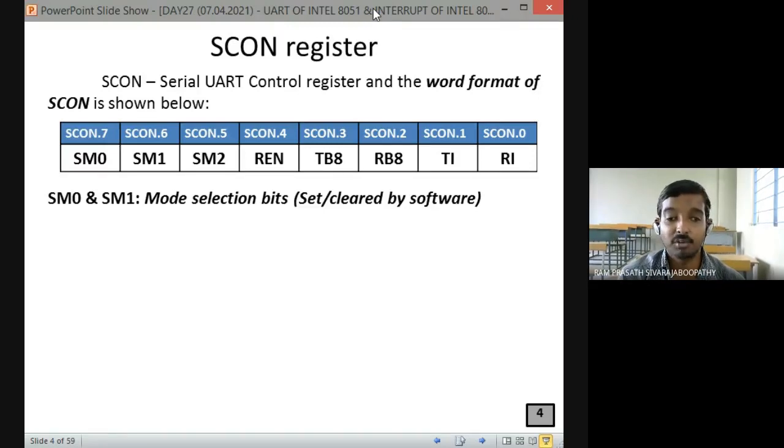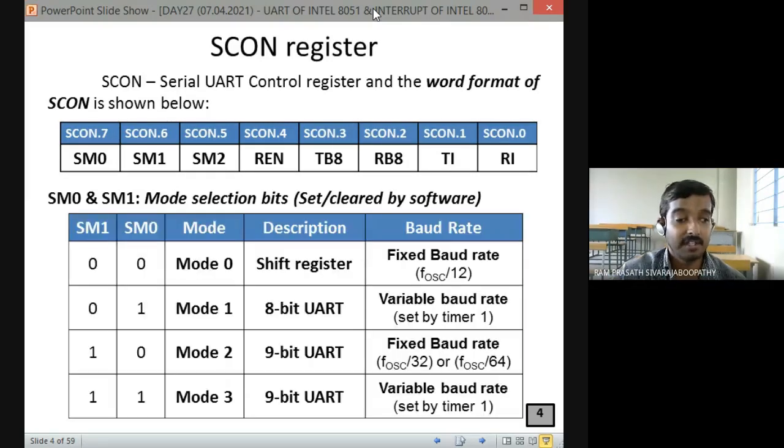If it is mode 0, what must be the value present in SM0 and SM1? For mode 0, what is the value of SM1, SM0? The order is SM0 then SM1. For modes, yes, very good. If it is 00, it is going to work as a shift register. If it is mode 1, it is going to work as an 8-bit UART. We already know what is meant by 8-bit UART, the protocol, from the last class. Then modes 2 and 3 are both going to be 9-bit UART. What about the difference between mode 2 and 3? Can you type it in the chat?